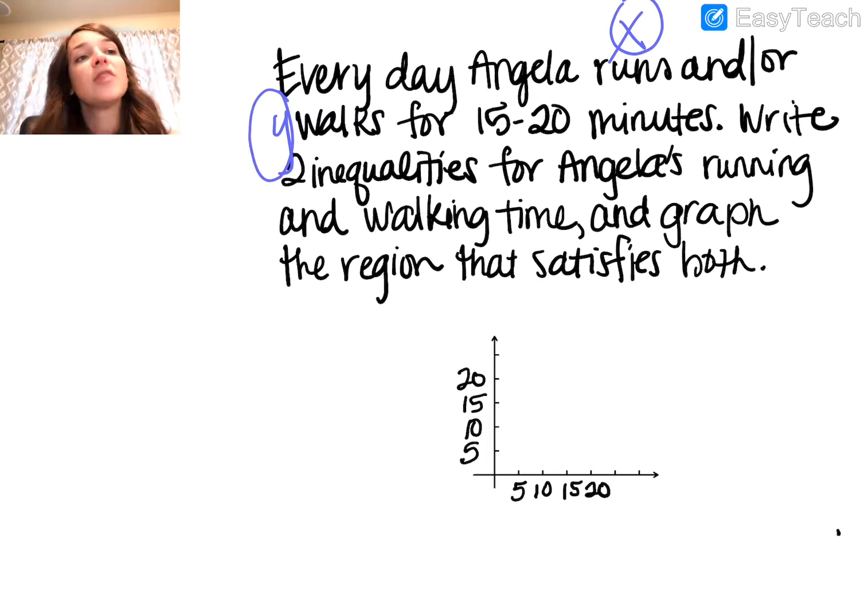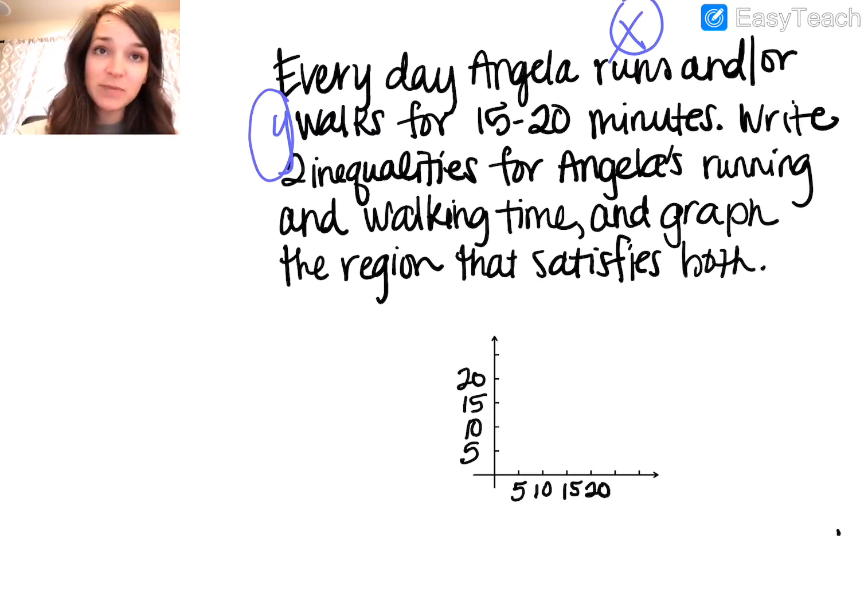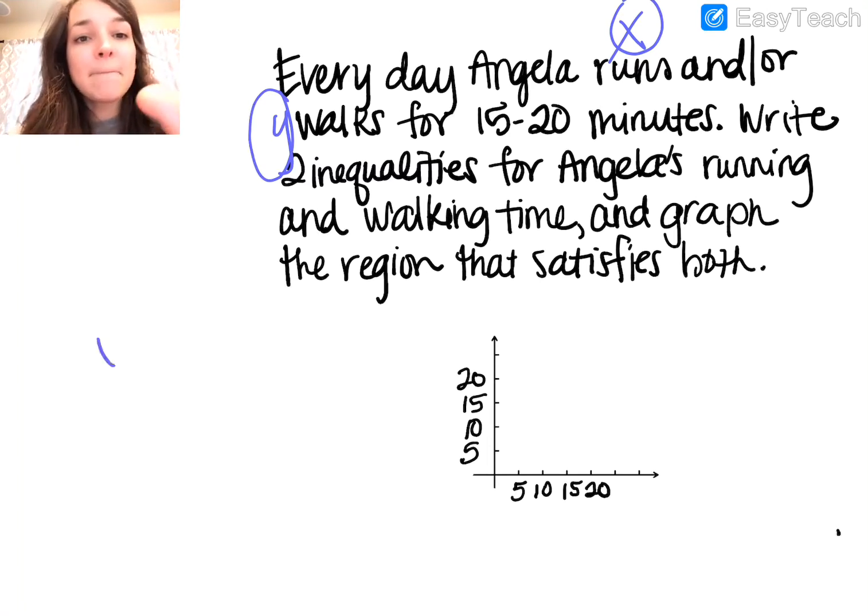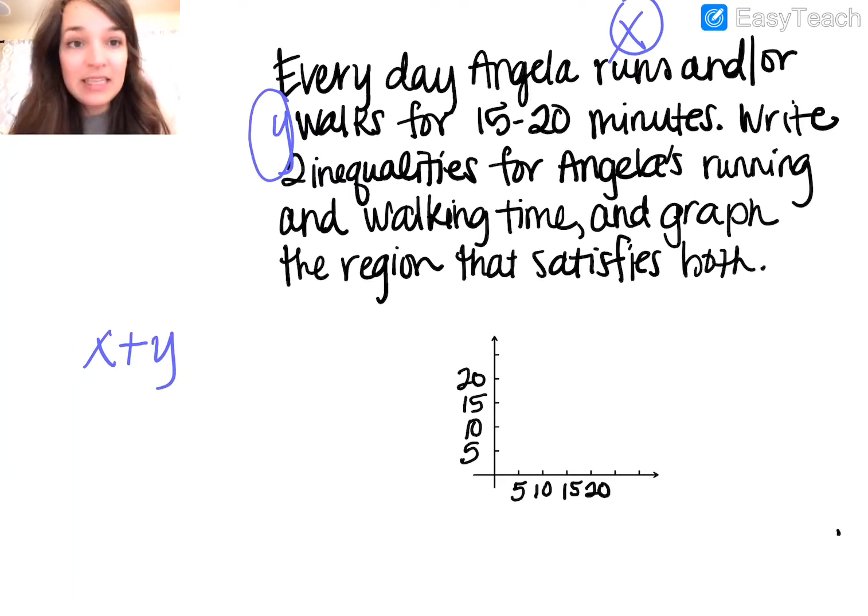So that means the least amount of time she's going to spend is 15 minutes. The most amount of time she's going to spend is 20 minutes, okay? So let's think about how we could write that in inequality form. We're combining the time that she spends walking and running. So that would be addition, right? And it has to be more than 15 minutes because that's the least amount she'll spend.